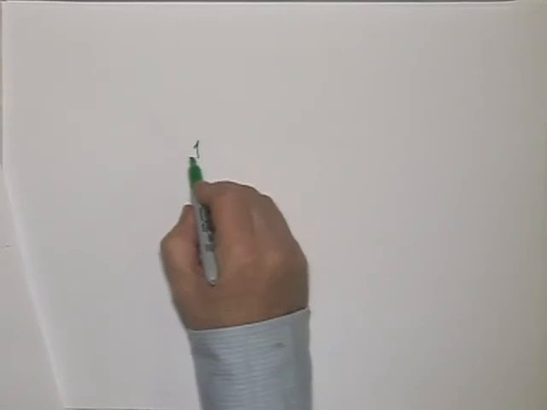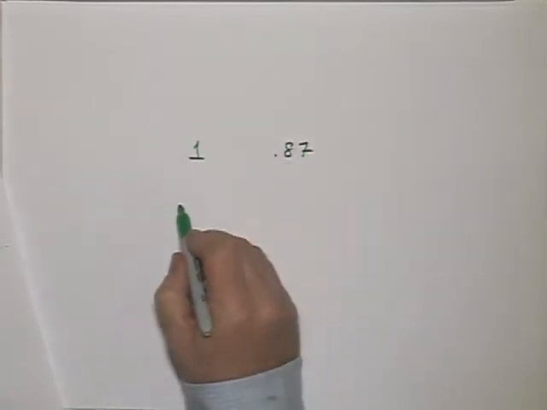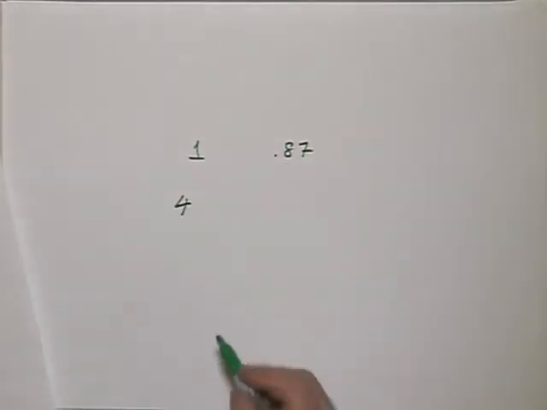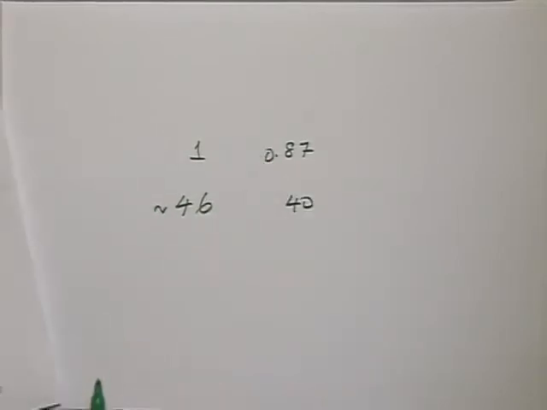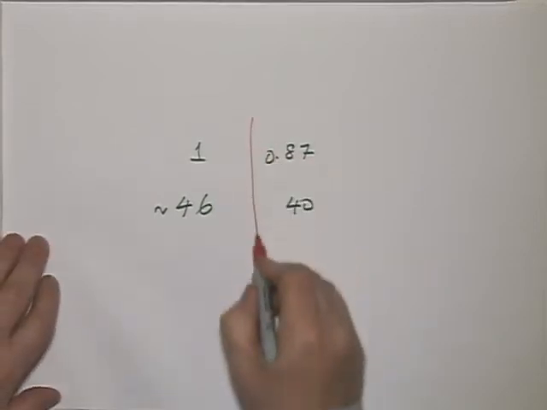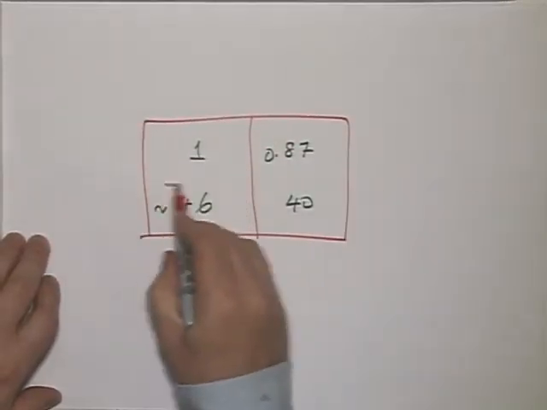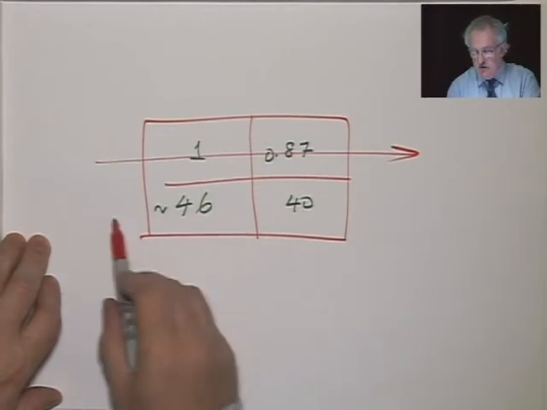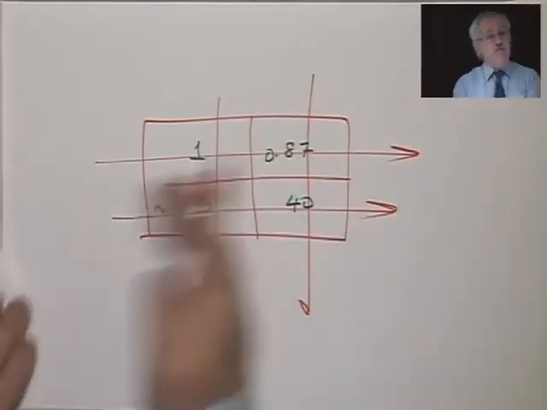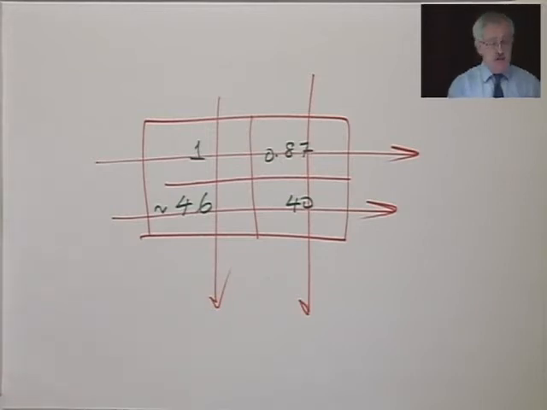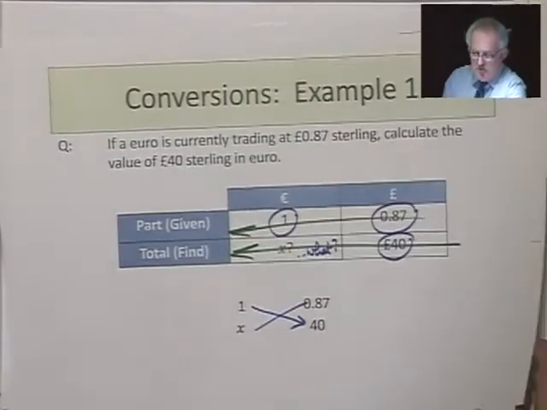So we get 1 is to 0.87, as 45, or let's say it's 46, roughly, is to 40. Does that make sense? Well, if we look at the grid, and we say getting bigger this way, getting bigger this way, getting smaller in reverse. Yeah, I think it's 46, seems right. And that's conversions.